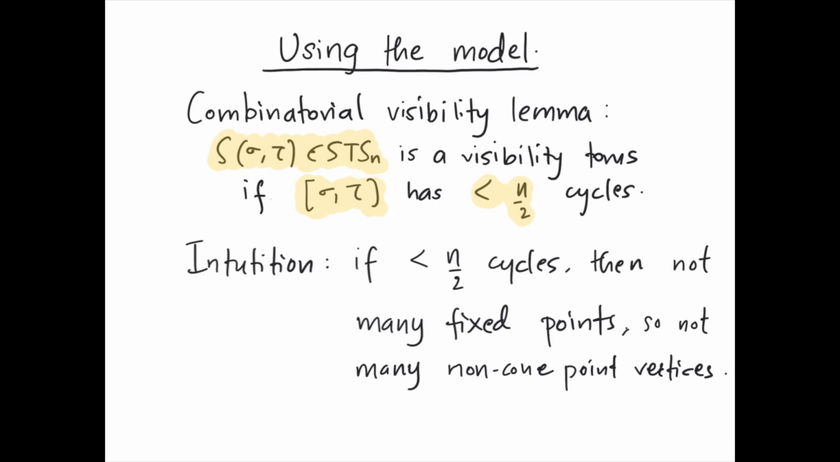The intuition really is that if you have less than n over 2 cycles, then you don't have that much space for fixed points in your commutator. So that means you don't have that many non-cone point vertices, right? So most of the square corners that appear are going to be cone points. So you're more likely to capture all the primitive Z2 vectors. So it's sort of related to the holonomy characterization lemma, but a little bit different.